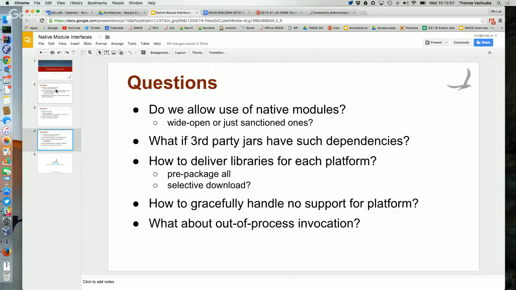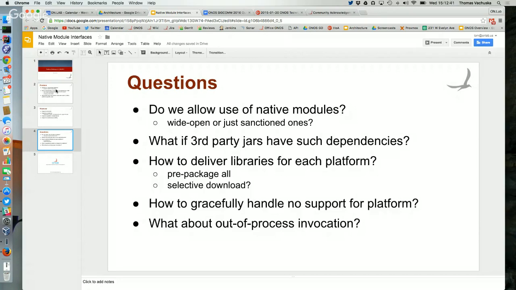Where from? I think we all agree, for example, that they should not be checked into Git, just as an example, right? How do we gracefully handle the case where the specific platform they're running on does not have the corresponding libraries? What are the possible alternatives? For example, what about running things out of process to avoid some of these problems? There are multiple different approaches we can consider, and at this point we can probably open it up for discussion to figure out the pros and cons.